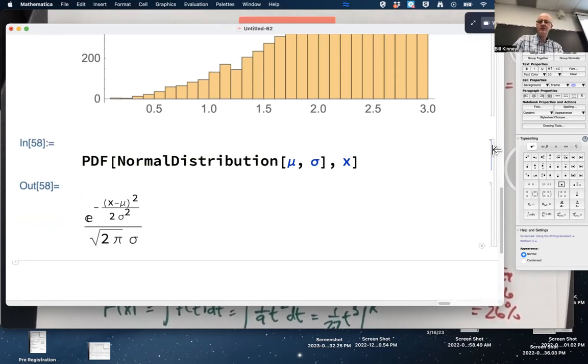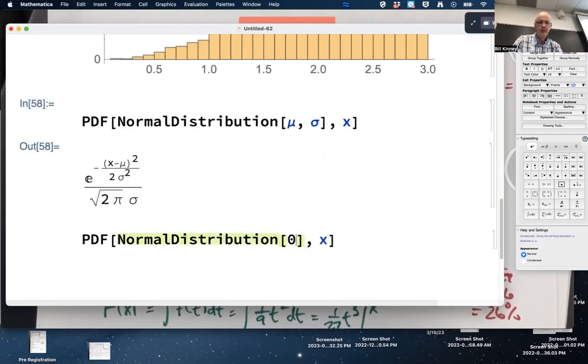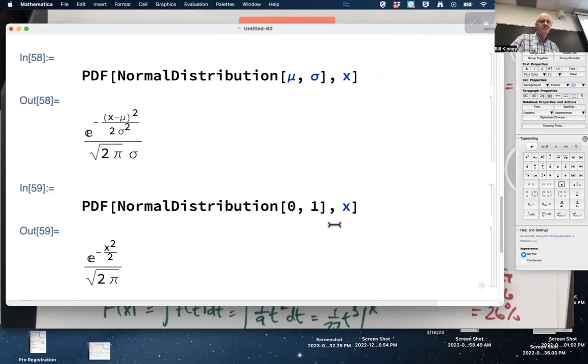The most common thing to use is a mean of 0 and a standard deviation of 1, and the formula simplifies a bit. That's the PDF for the most famous probability distribution out there that's used in statistics all the time. Bell-shaped curve. It's the basis of grading on a curve.